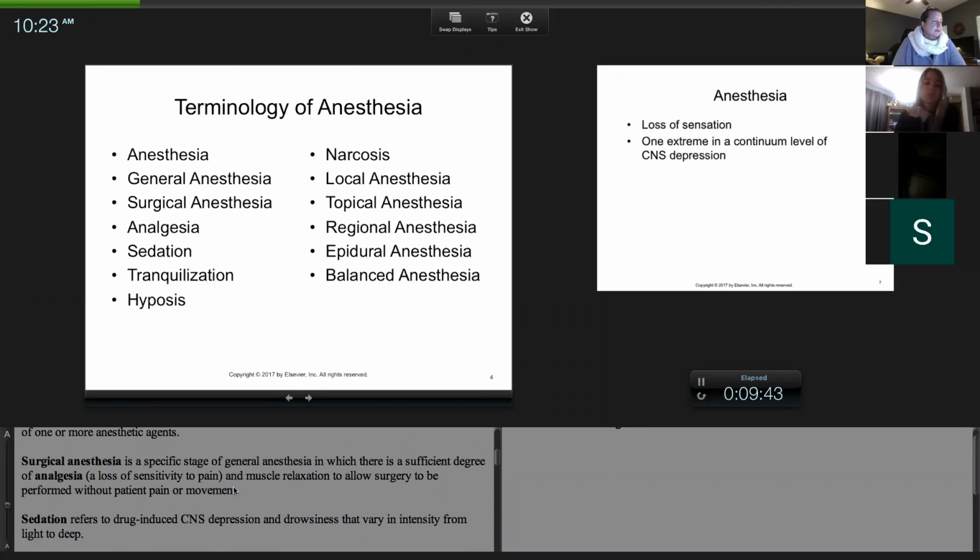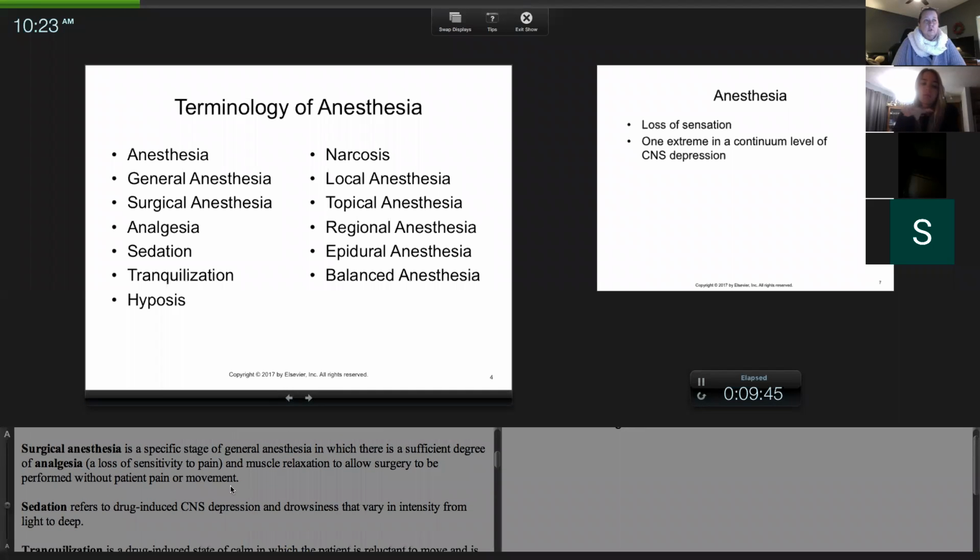Sedation is not necessarily, this is depression and drowsiness. So if they're sedated, they're mentally dull, mentally depressed. That's why we gave them the drug, and they're drowsy. But if they're sedated, they can typically be aroused. You can say their name and they might look up at you, or they might wag their tail.